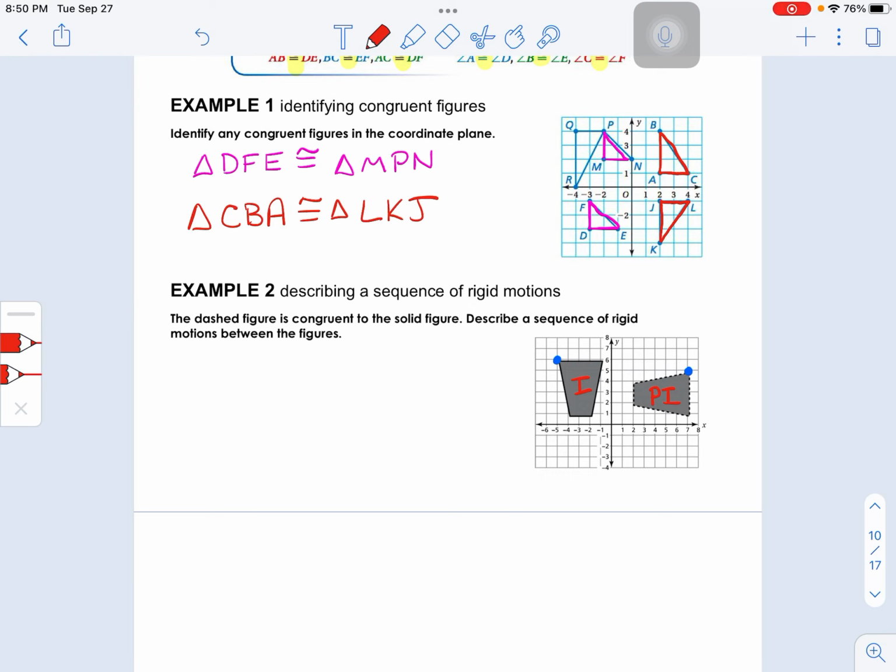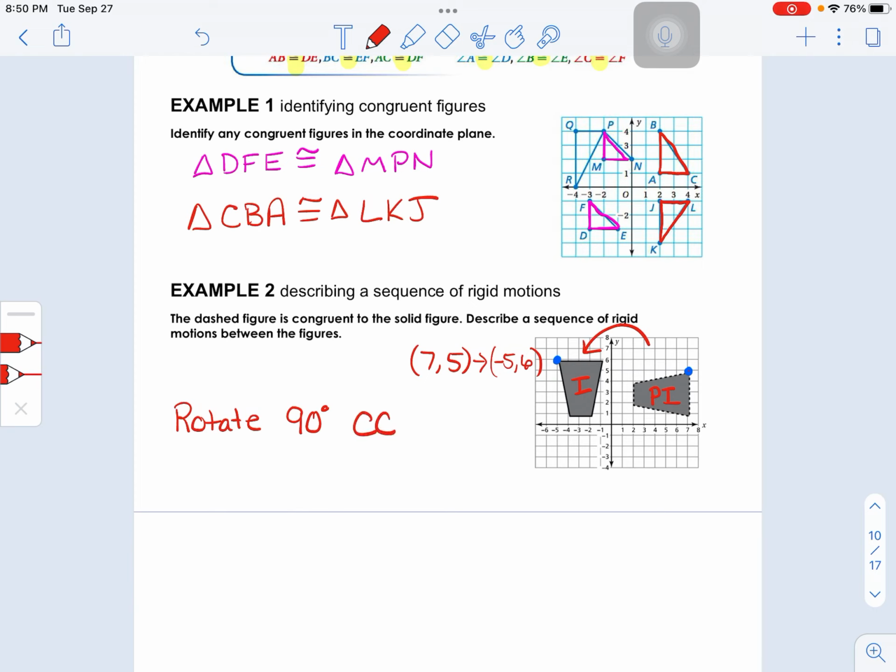So looking at that, on my dashed figure, I picked the blue point on each of those figures because those points match, and that's going to help me describe my motion. So I can see that I started at the ordered pair 7, 5, right? And I want to end at the ordered pair negative 5, 6. All right, so what I see happening here is the first thing I'm noticing is that the shape was rotated 90 degrees, and that is counterclockwise.